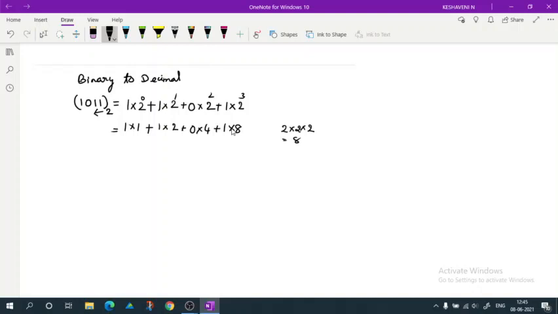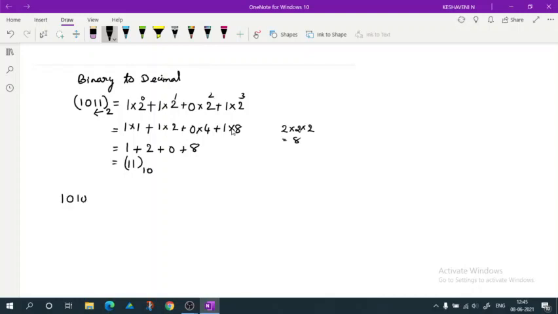This is equal to, now 1 into 1 is 1 plus 1 into 2 is 2 plus 0 into 4 is 0 plus 1 into 8, 8. So if you add this, you will get 8 plus 2, 10, 10 plus 1, 11. 11 in decimal.